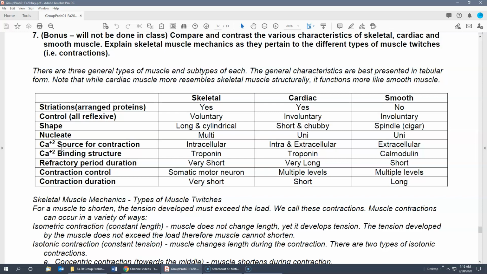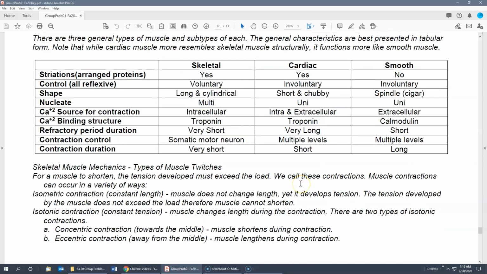Contraction control, because it's voluntary, skeletal is under the somatic nervous system. And the cardiac and smooth muscle have very different contraction control parameters, and it's different for different things. As an example, cardiac muscle and a few types of smooth muscle are autorhythmic. They can contract on their own. Contraction duration: skeletal muscle is very short, cardiac's fairly short, and smooth muscle is relatively long comparatively. So those are kind of the different characteristics of the three different types of muscle.